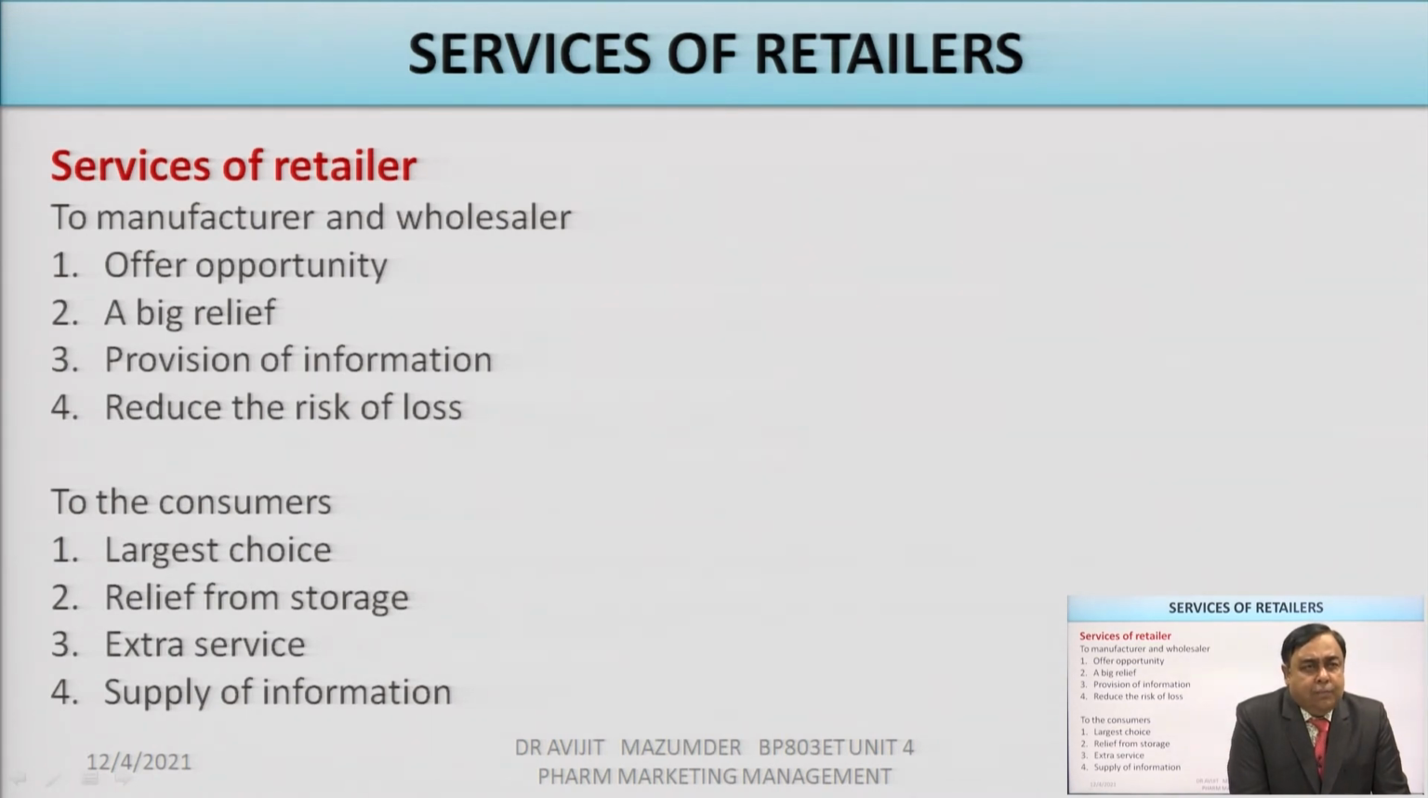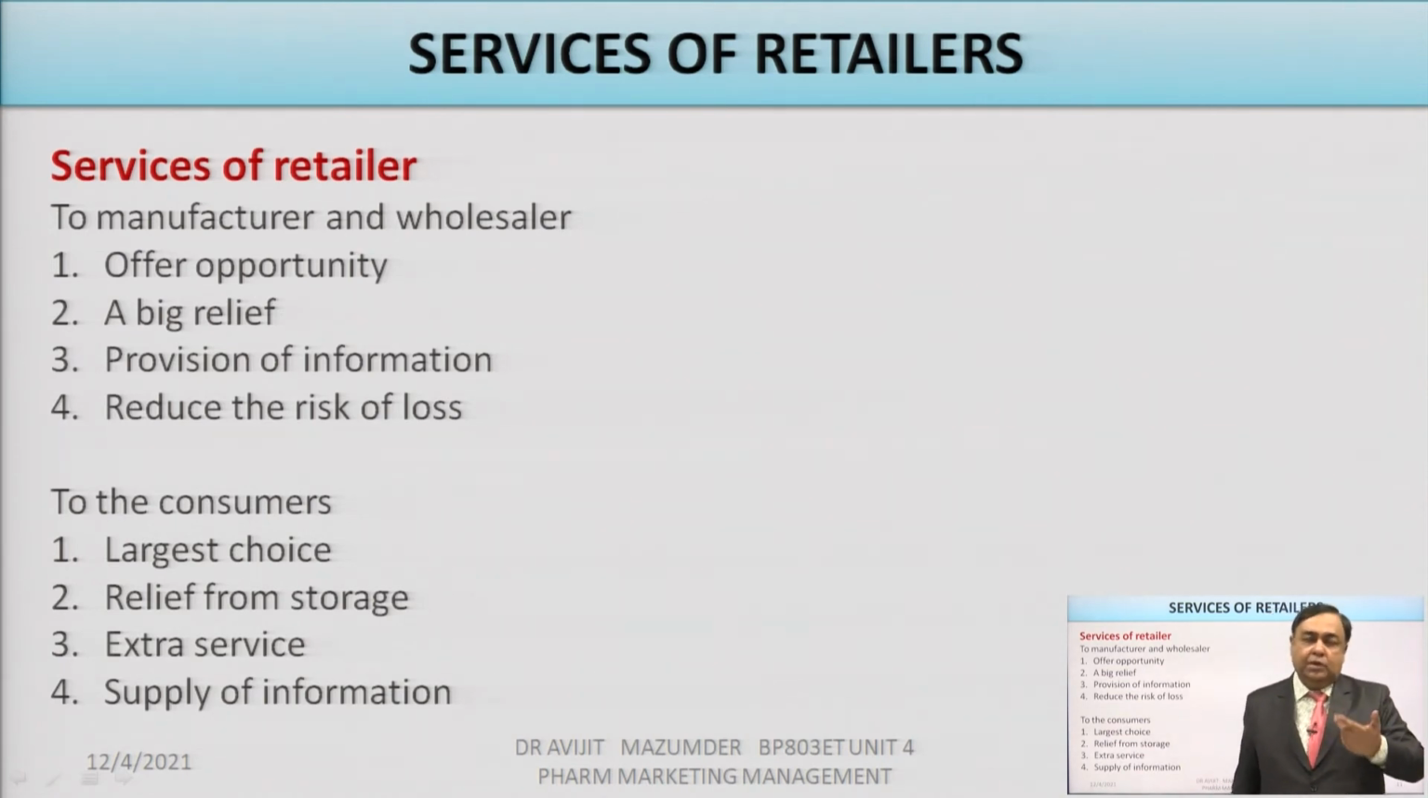What are the services they provide to the customers? They provide a wide range of items in their outlets. So, the customer gets an opportunity to select from them. So, the largest choice, relief from storage. The customers need not store the items in their house for long. Whenever they require, they can go to the shop and purchase it.